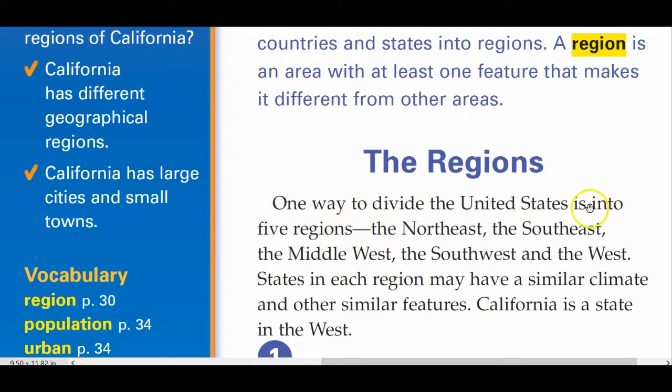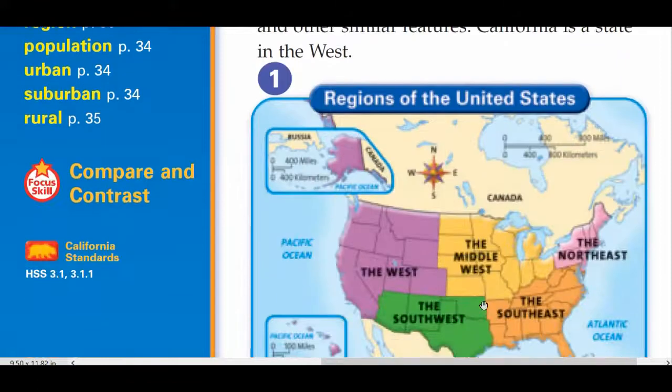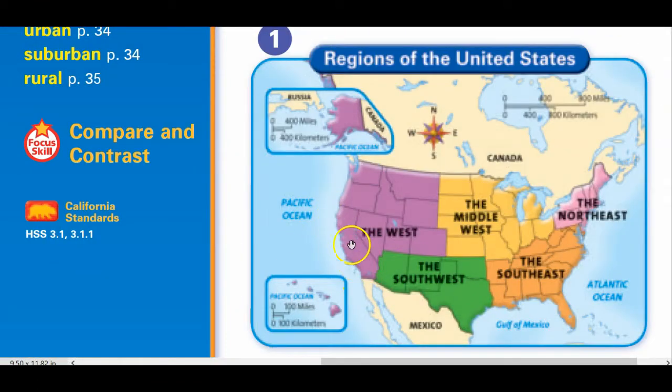One way to divide the United States is into 5 regions: the Northeast, the Southeast, the Middle West, the Southwest, and the West. States in each region may have a similar climate and other similar features. California is a state in the West. If you look at a map, here's California right here. This is the eastern part of the United States. California is all the way in the west.